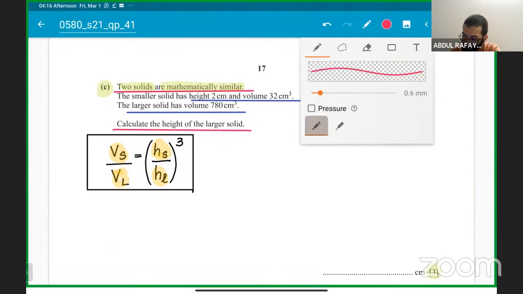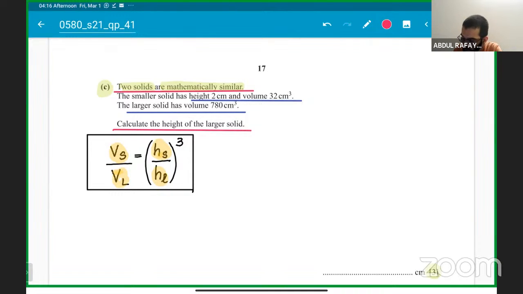Got it, guys? Clear? So do we have the volume of solid? Yes, we have the volume of the smaller solid divided by the volume of the larger solid. Do we have the height of the smaller solid? Yes, we have the height of the smaller solid as 2, but we don't have the height of the larger solid that we have to find. That's it. Just start solving and try to get the answer.